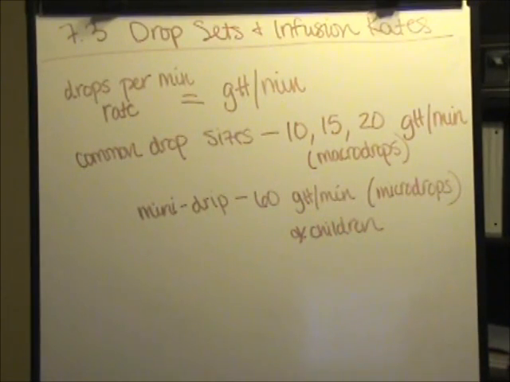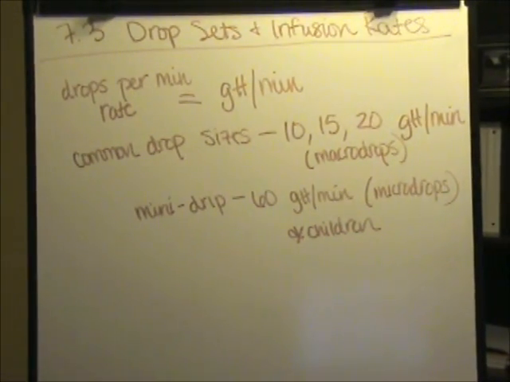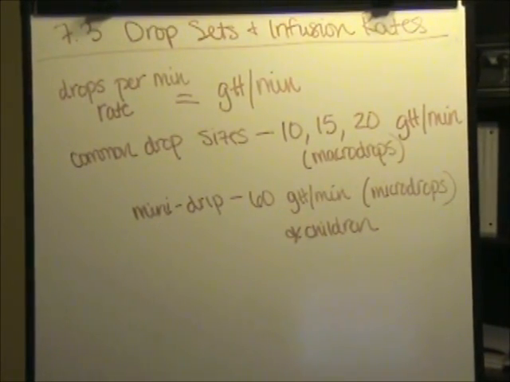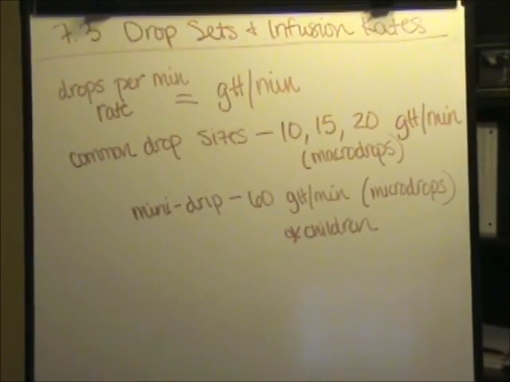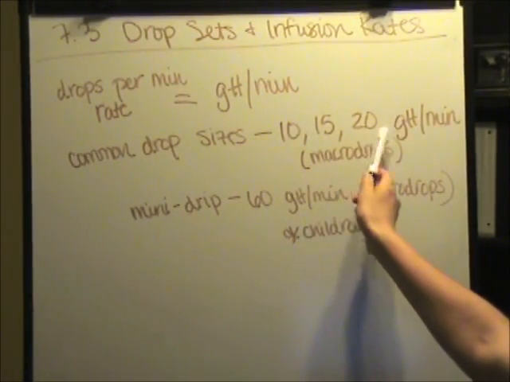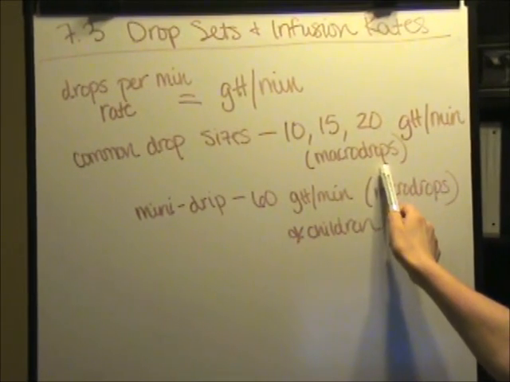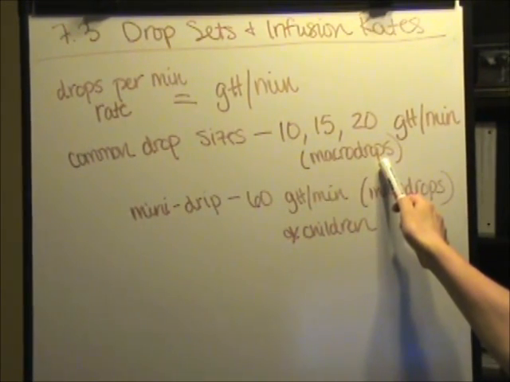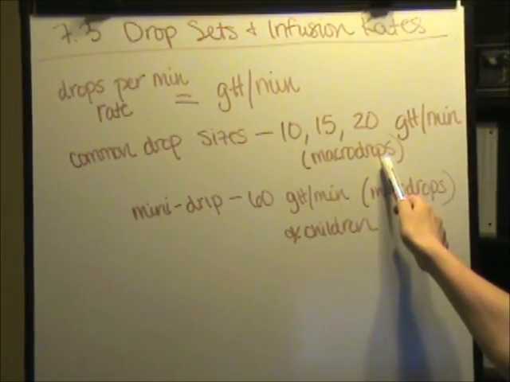drops per minute. Now, when we're calculating the flow rate, it's important to remember that manufacturers produce IV tube sets and they have different size drops. So if you look at the figure on page 189, figure 7.1, that shows us some sample drop sets and some common sizes. Some of the more common sizes are 10, 15, and 20 drops per minute, and those are referred to as macro drops. They have larger drops coming into the IV.